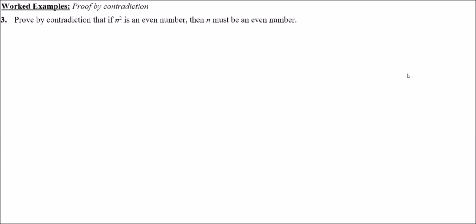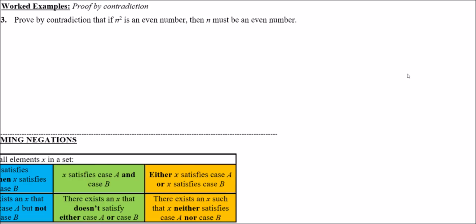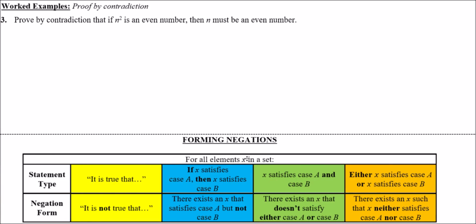Number 3. Prove by contradiction that if n squared is even, then n must be even too. So this is slightly different. This isn't a proposition. This is actually an implication. It's an if and then statement. So which one of these 3 colours does this one fall under? I'll read it carefully. It actually falls under the blue.